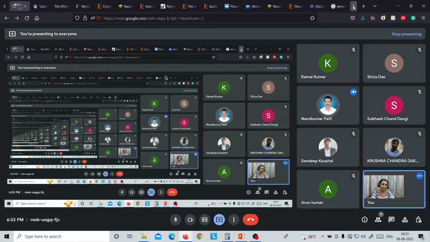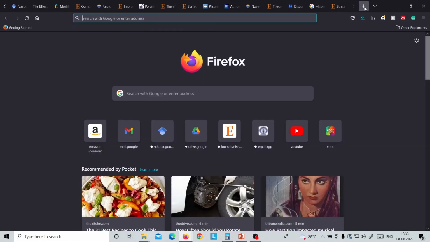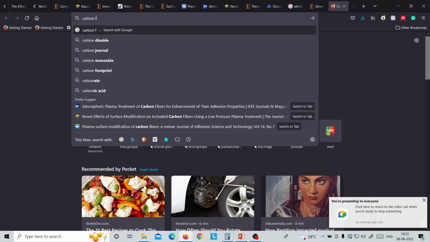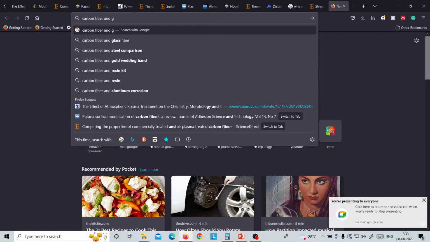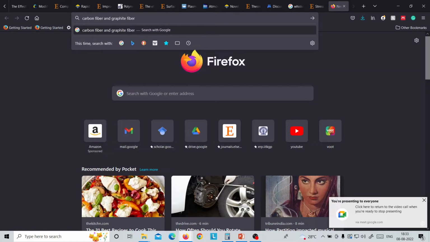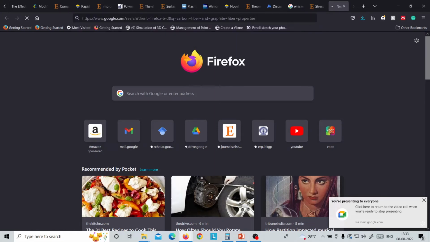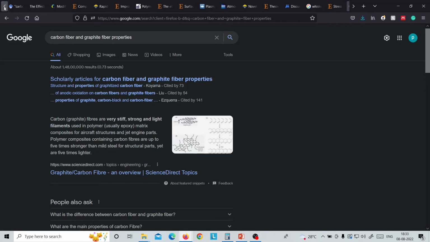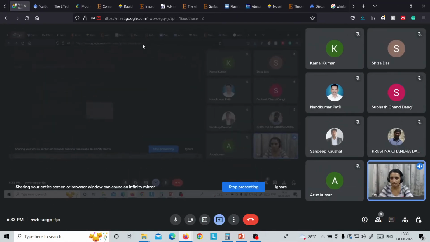Application-wise, what is the difference between carbon fiber composite and graphite fiber composite? See, meaning, fiber with respect to properties. Okay, so let's search the properties of carbon fiber and graphite fiber. If you want to find properties or predict performances of any particular fiber, this is the simplest method you can use.